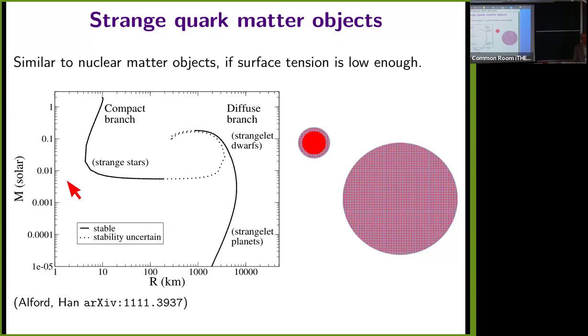That's what you see a lot in standard discussions of strange stars. But here, my point is just that it can be more interesting than that. You can get the strange equivalent of ordinary matter and white dwarfs and all that.